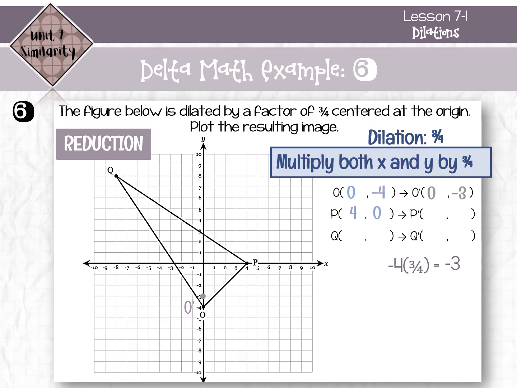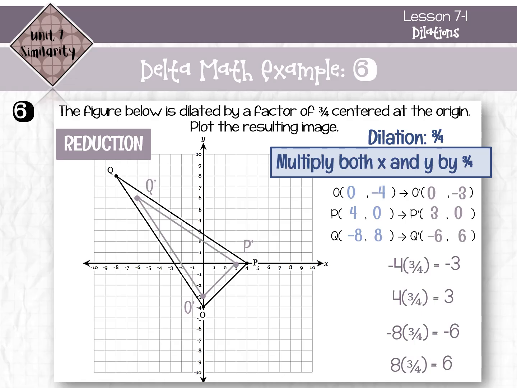P is at the point 4, 0. Multiply both the x and the y, but y is 0, by 3/4. You're at positive 3. So that's the point 3, 0. And Q is at the point -8, 8. And if we multiply -8 by 3/4, we're at -6. Multiply 8 by 3/4, we're at positive 6. There we go. Connect the dots. There is our new triangle.